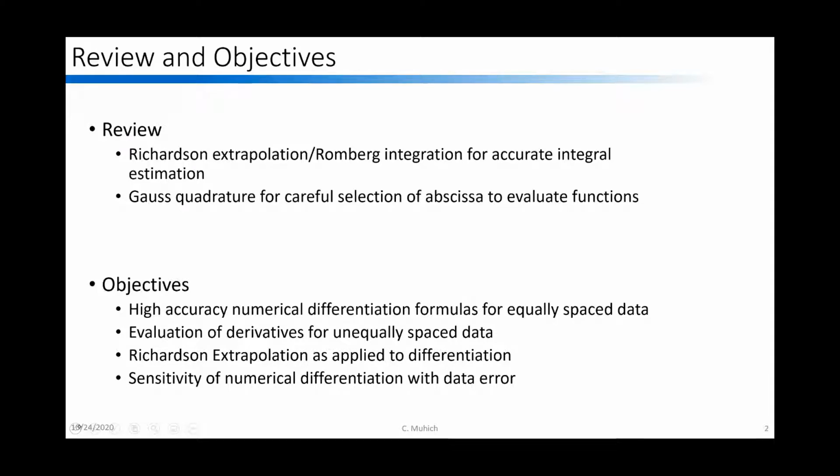Today we're going to take the opposite track and talk about numerical differentiation and how we can use different ways to do differentiation on equally spaced data, and what the accuracy of those methods are. Then we'll talk about how we can do this on unevenly spaced data. And then finally, we'll go back once again to Richardson extrapolation, but this time as we can apply it to differentiation. And then we'll talk about the sensitivity of our differentiation with respect to data error.